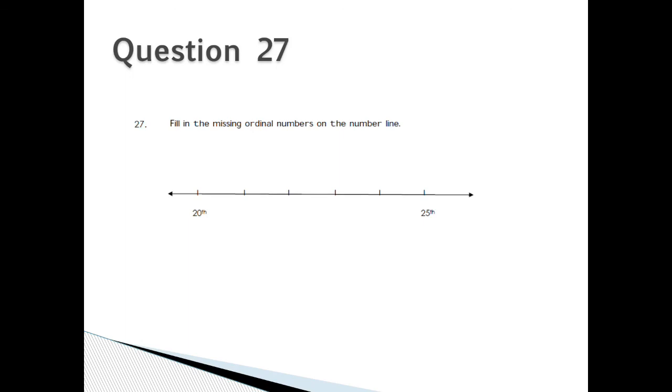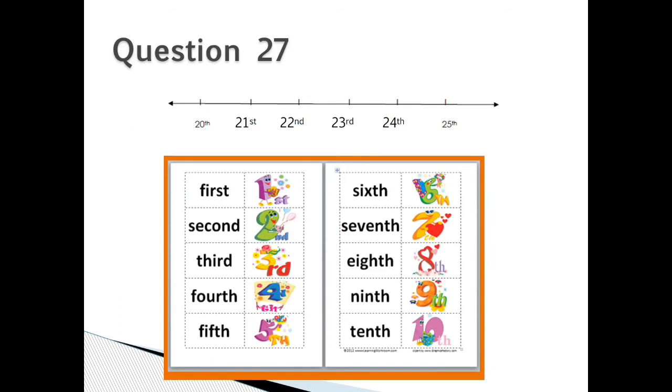You've got 20th up till 25th. The basic ordinal numbers are 1st, 2nd, 3rd, 4th, 5th, 6th, 7th, 8th, 9th, and 10th. So it will be 20th, 21st, 22nd, 23rd, 24th, and 25th.